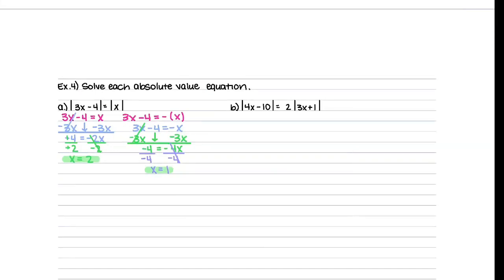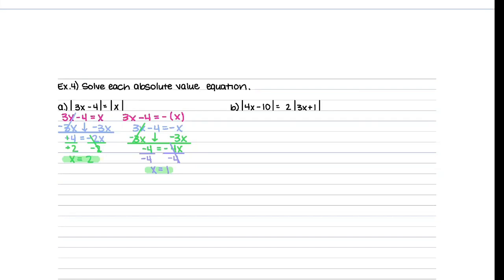Okay, so for example B, we have the absolute value of 4x minus 10 is equal to 2 times the absolute value of 3x plus 1. I'm going to rewrite this two different ways. One, that's just the same exact way that you see, except I'm going to get rid of my absolute value bars and put parentheses wherever they are. The other way that I'm going to do it is I'm going to distribute a negative onto the right side of that equal sign. But when I do it, I'm only distributing the negative into what's inside the absolute value bars.